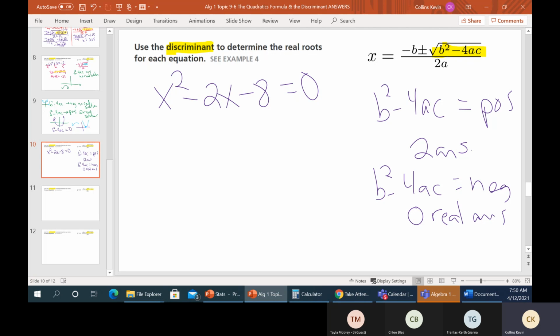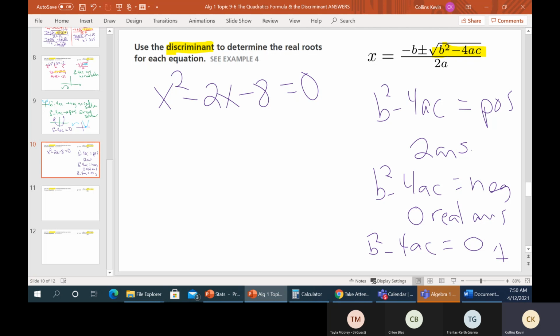And then on the off chance, it doesn't happen very often, but it could happen, that b squared minus 4ac equals 0, then we have one answer. And that's when the graph comes down, just touches at one point and goes back up.